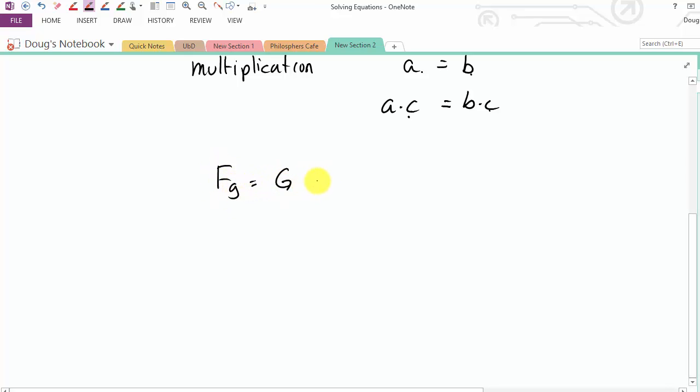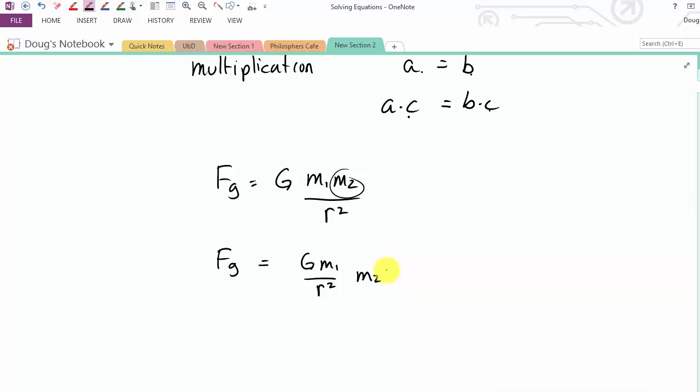Fg equals G m1 m2 divided by r squared. And the question is, I want to know what m2 is equal to. So we want to solve this equation for m2. In this case, I'm going to rewrite this equation as Fg equals G m1 over r squared times m2. So that's the same equation. I just made it look different. I actually haven't done anything to it. No operations.